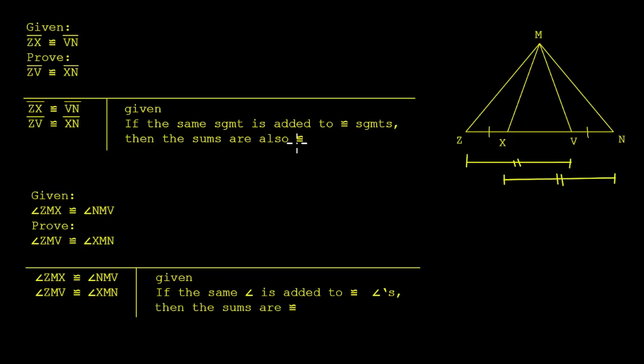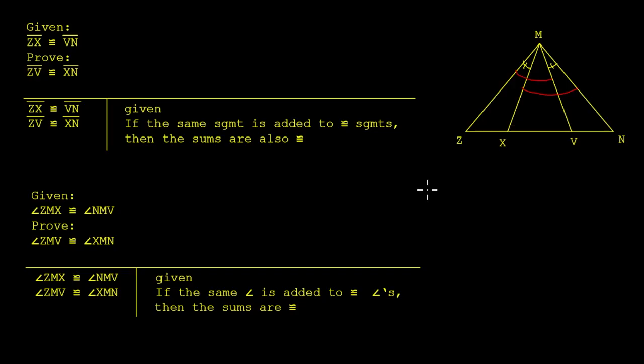So now we will be going down here to the angles proof. So given angle ZMX is congruent to angle NMV, angle ZMX right there is congruent to angle NMV over here. I'm going to do these next two in red just to set them off because overlapping angles are hard to see. Prove that angle ZMV over here is congruent to angle XMN right there.